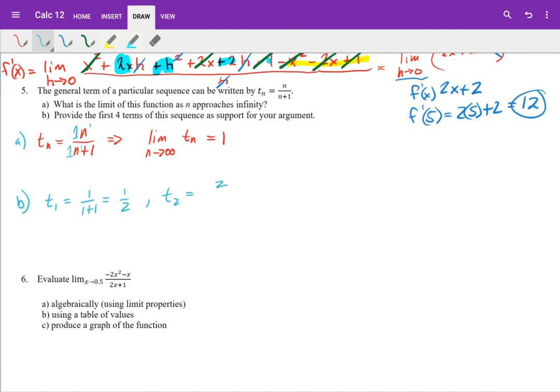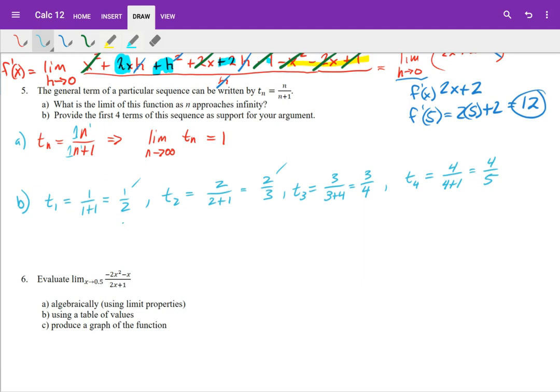Term 2 is 2 over 2 plus 1, or 2/3. Notice this is closer to 1 than this, right? Term 3 is 3 over 3 plus 1, or 3/4, 0.75. We're getting closer to 1. Term 4 is 4 over 4 plus 1, or 4/5, even closer to 1, right?